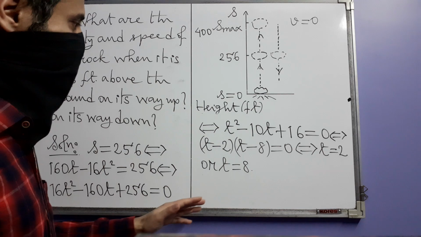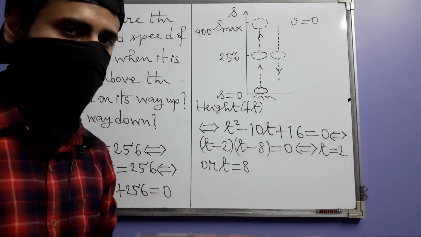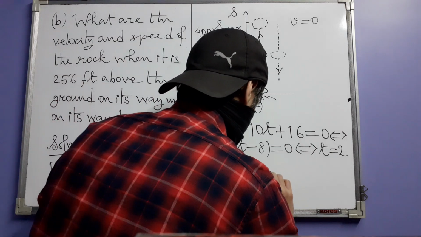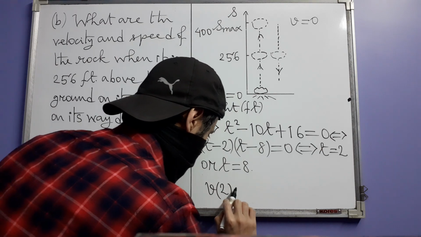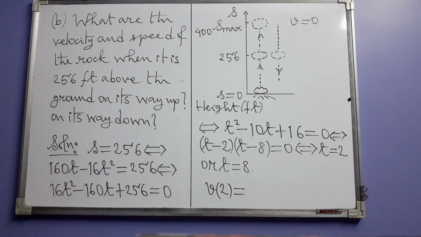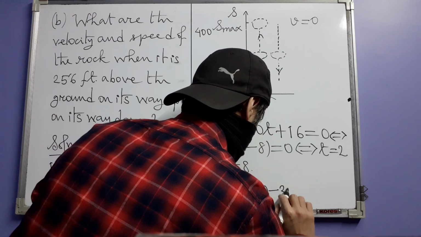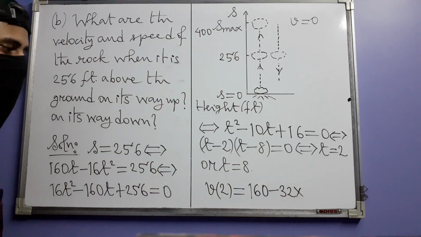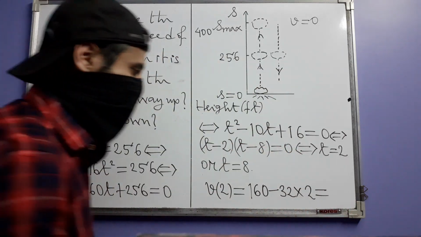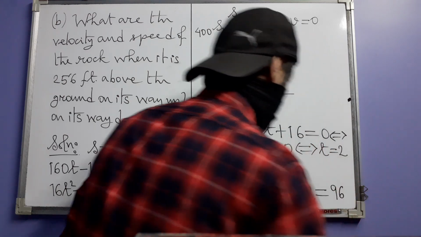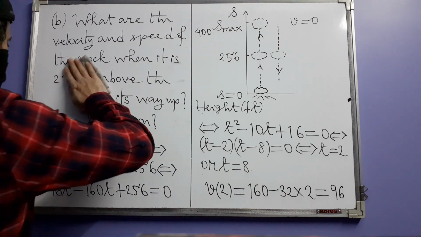But we have to now do what? We have to find the rock's velocity and speed at these instants of time. So let's calculate v of 2. What is the v formula? The v formula is 160 minus 32 times t. So if you calculate this, you will see that this is 96 feet per second.